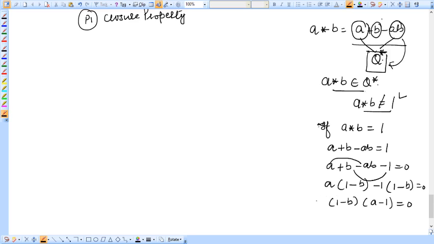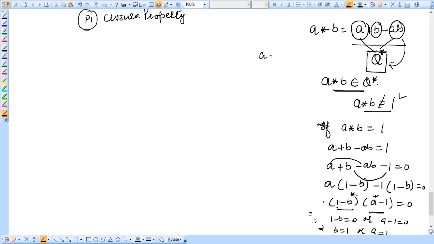So see, if a product of two numbers is 0, then either this or this must be 0, right? So therefore either 1 minus B is equal to 0 or A minus 1 is equal to 0. If 1 minus B is equal to 0, this implies B is equal to 1 or A is equal to 1. But this is a contradiction, because neither of them can be equal to 1.